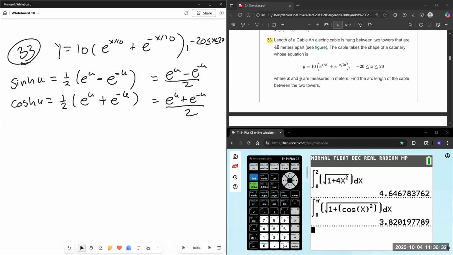This is a form of that. I can say that 10 is half of 20, and then it fits the form of u being x over 10. So I'm going to rewrite y as, since it's got the plus here, 20 hyperbolic cosine of x over 10. Why am I doing that? Because derivatives are so easy with hyperbolic trig functions: the derivative of hyperbolic cosine is hyperbolic sine, and the derivative of hyperbolic sine is hyperbolic cosine.